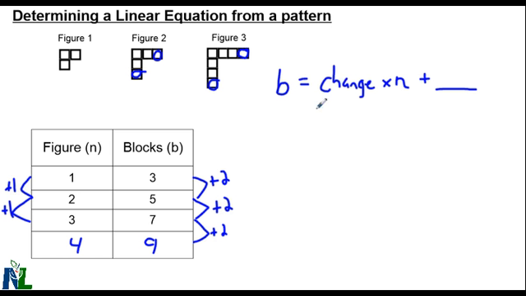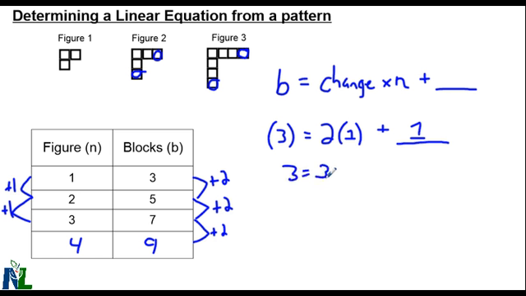Well, how do we figure out what we might have to add or subtract, or whether or not this even works at all? Well, I like to take one of my figure numbers, so figure number 1 as a starting point, and I'll substitute in the number of blocks, the change, which I just determined to be 2, and the figure number. And I'll leave a little space to add or subtract something. I'll just put an addition sign here to begin anyway. That's where I start. I think to myself, 3 is equal to 2 times 1 plus something. What do I have to add to 2 in order to end up with 3? Well, my answer is going to be 1. And that will leave me with 3 equals 3.